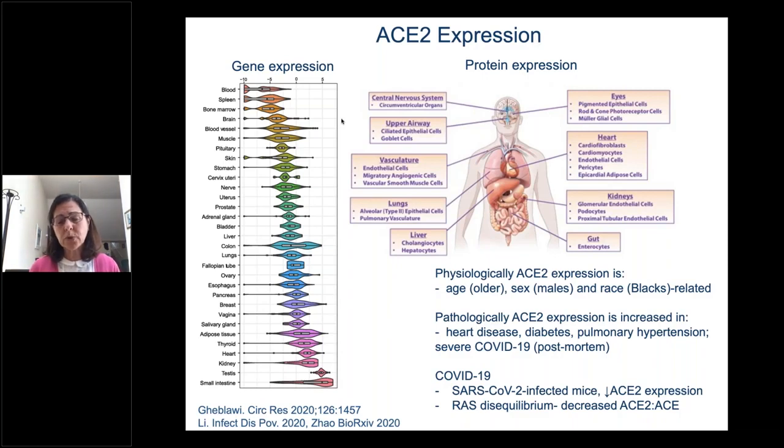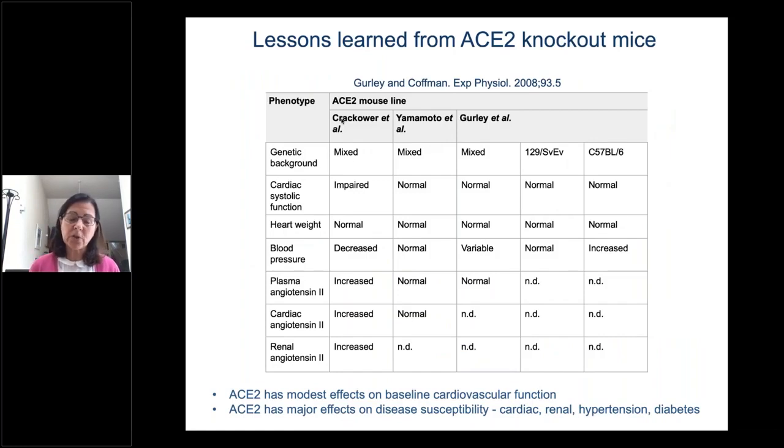And I just want to highlight to you, with respect to what we understand in terms of ACE2 expression in COVID-19, it actually seems rather unclear at the moment, because experimental models suggest that ACE2 expression may be decreased, and there's also been the suggestion that there is renin-angiotensin system disequilibrium with a decrease in the ratio of ACE2 to ACE. This is a growing field, and we certainly need to learn a lot more about this to understand the implications of ACE2 expression in COVID.